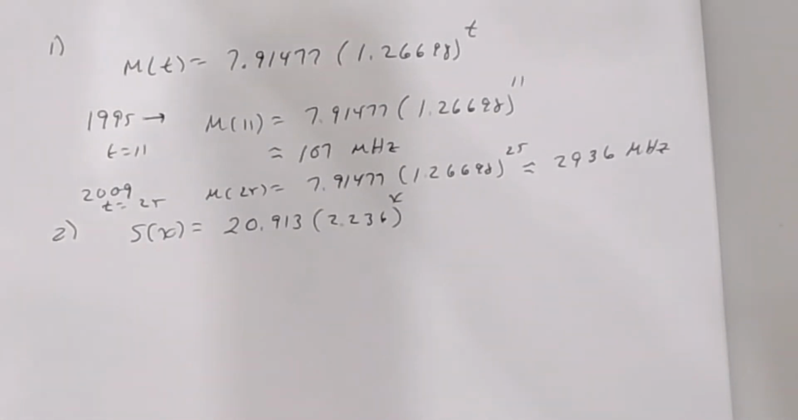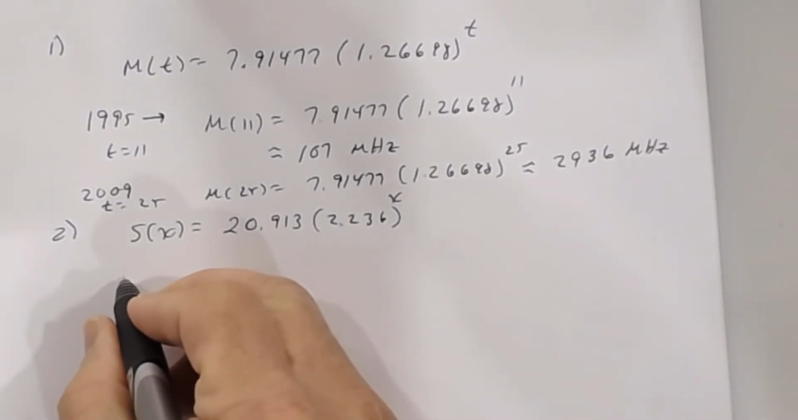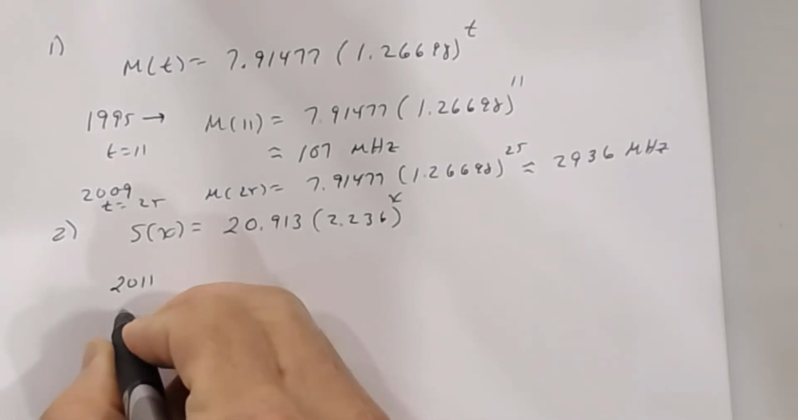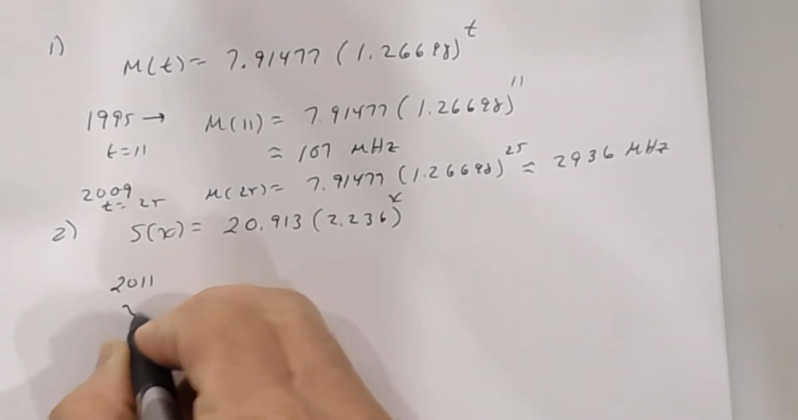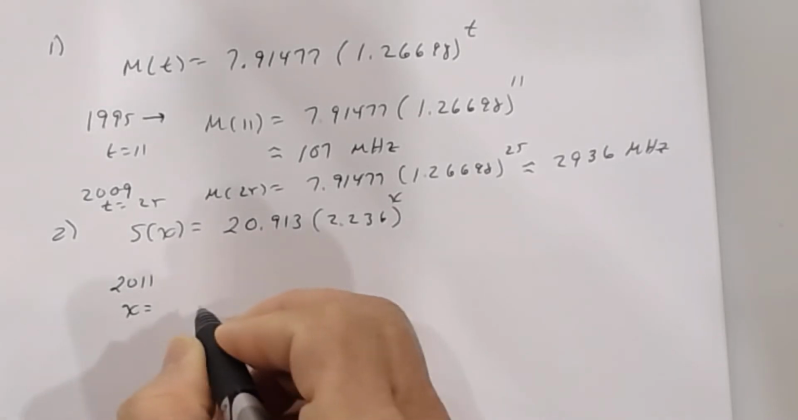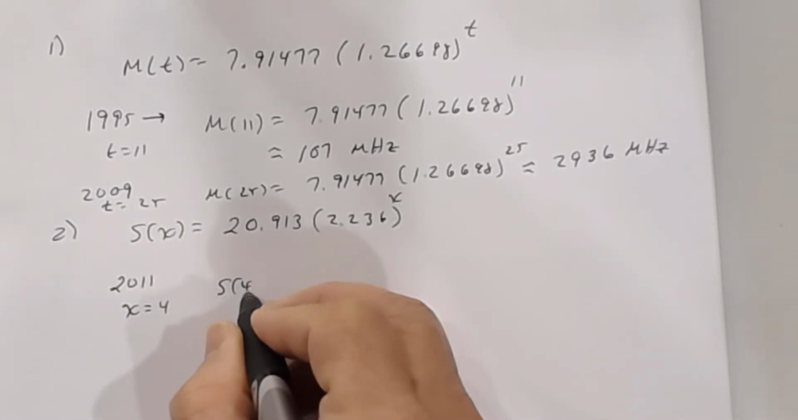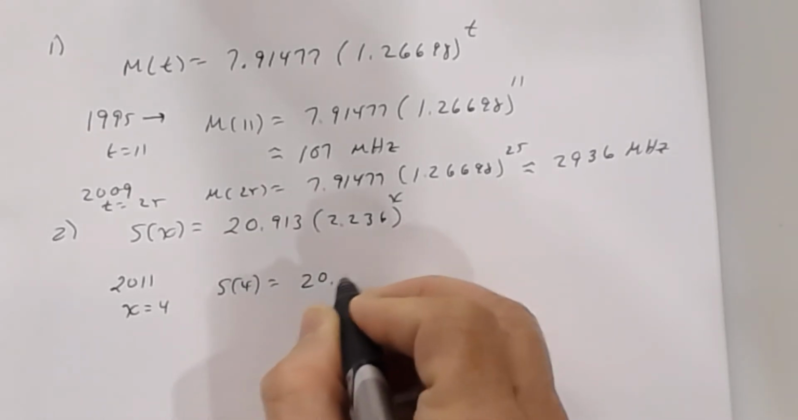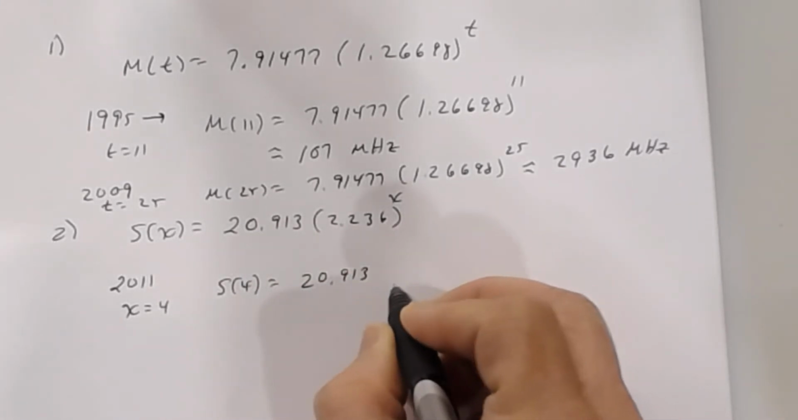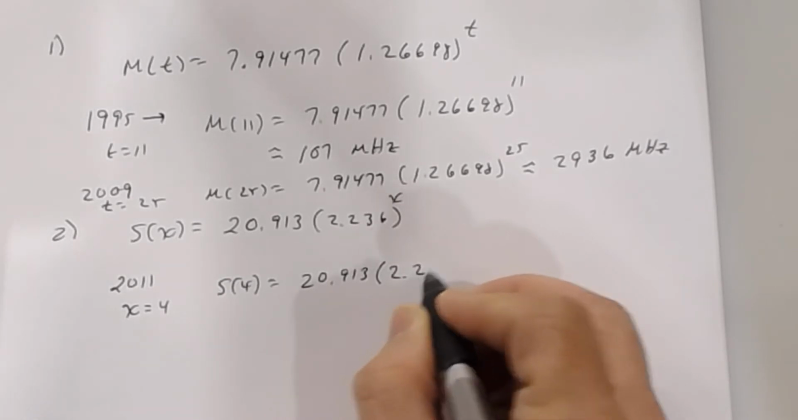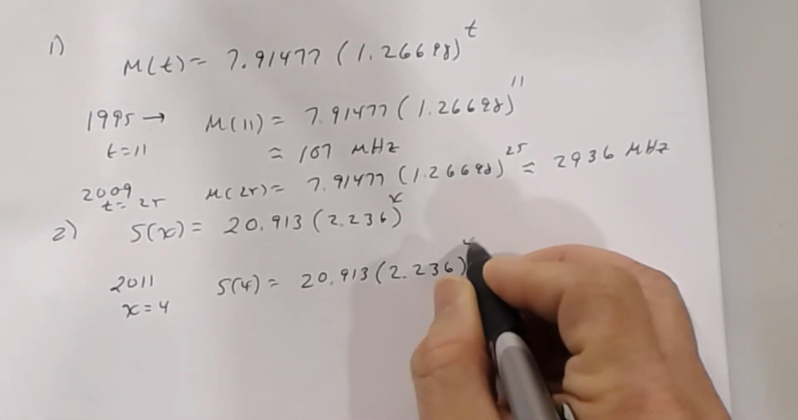All right, number 2. So number 2, the year is 2011. What's x in this case? 4. So s of 4 will be 20.913 times 2.236 raised to the 4th power.